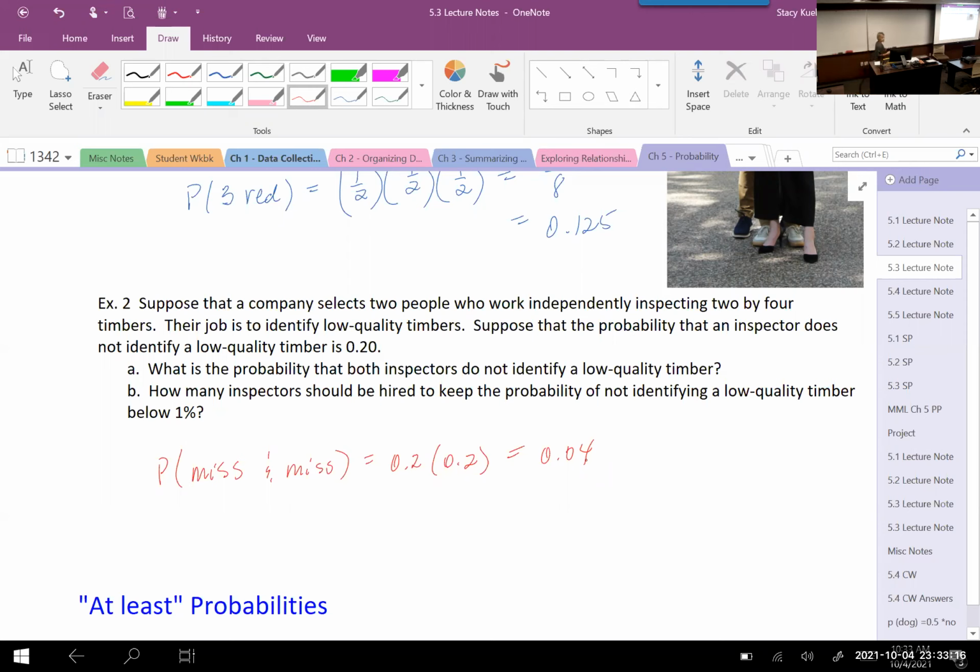All right, now the next question says, how many inspectors should be hired to keep the probability of missing the low quality timber below 1%? So we only want to miss it 1% of the time, right? The stakes just got higher. We want to have a better quality assurance on our product. So we're decreasing that percentage, I guess you should say, right? All right, so how many do you think I need to have? See if you can work that one out on your paper. Just try something. See if you're right.